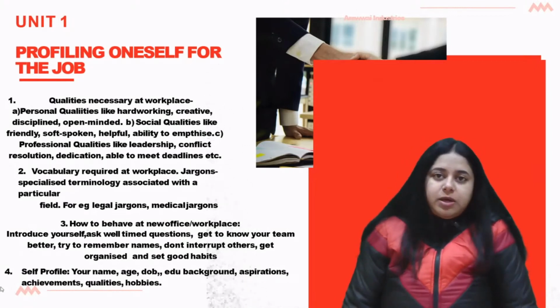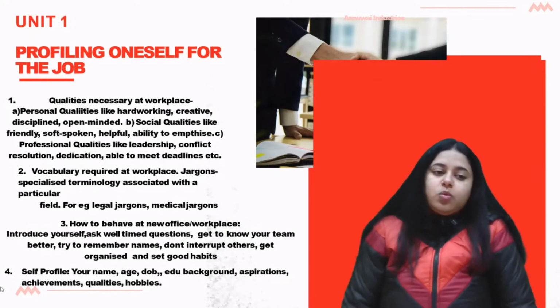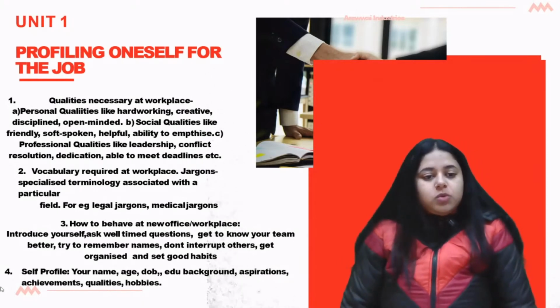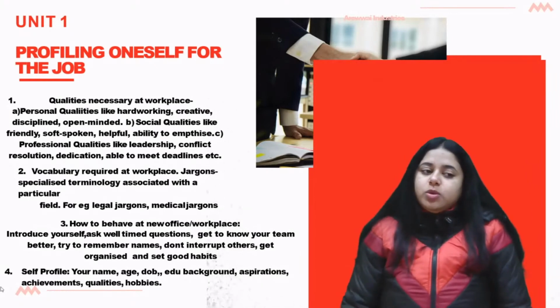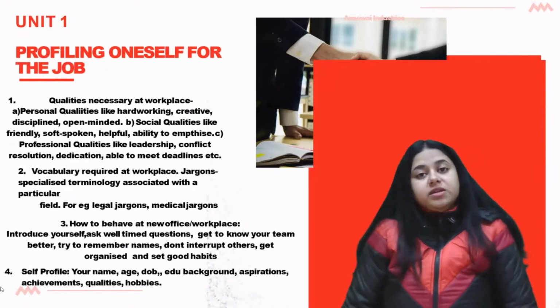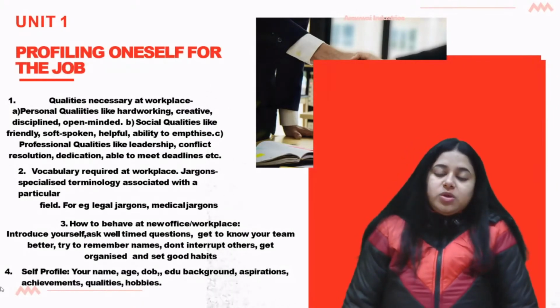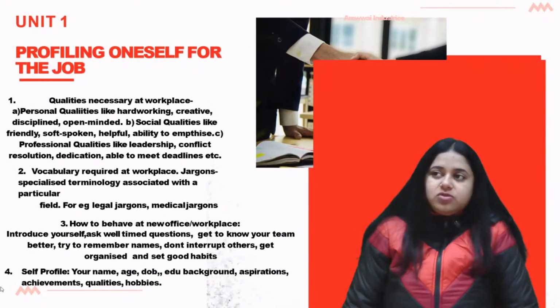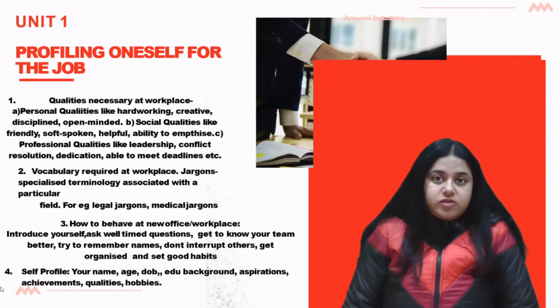Although they are overlapping, one helps the other, and the other helps this one. Now you look at the words that you have used. Second point here is the vocabulary required at the workplace. First we talked about the qualities which are necessary at the workplace. Second, how you prepare yourself for a new job or for a new workplace. How do you ensure a smooth experience for yourself?